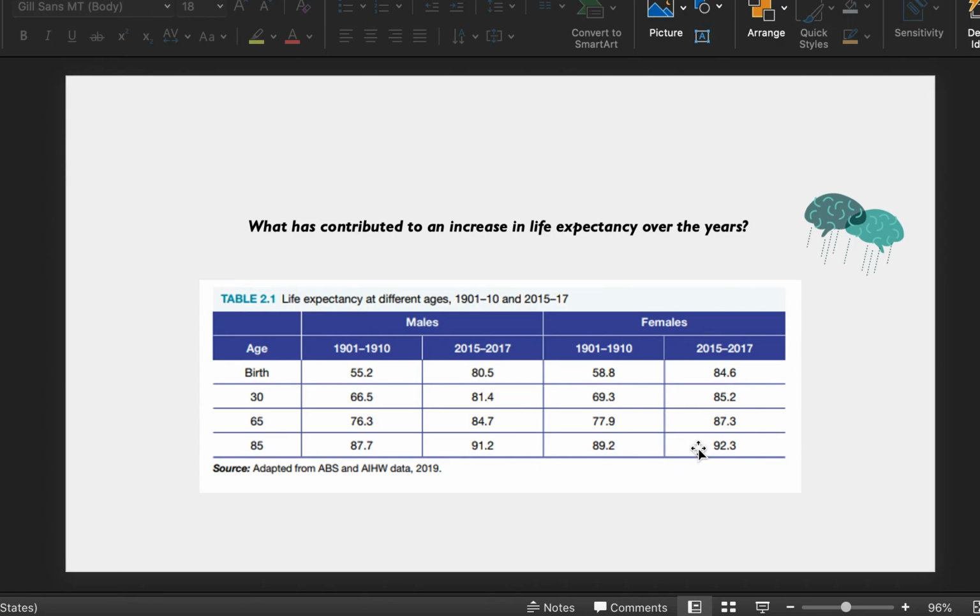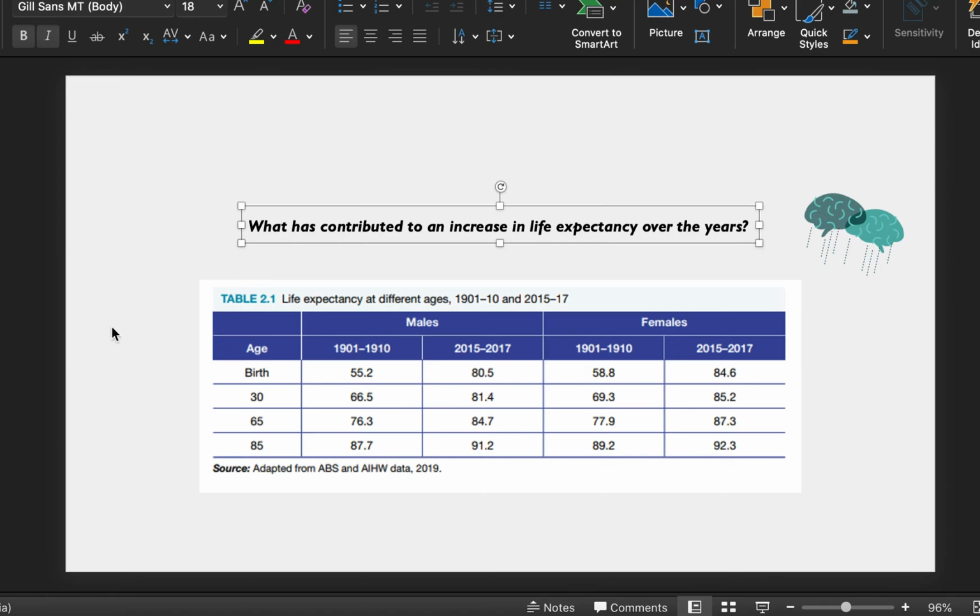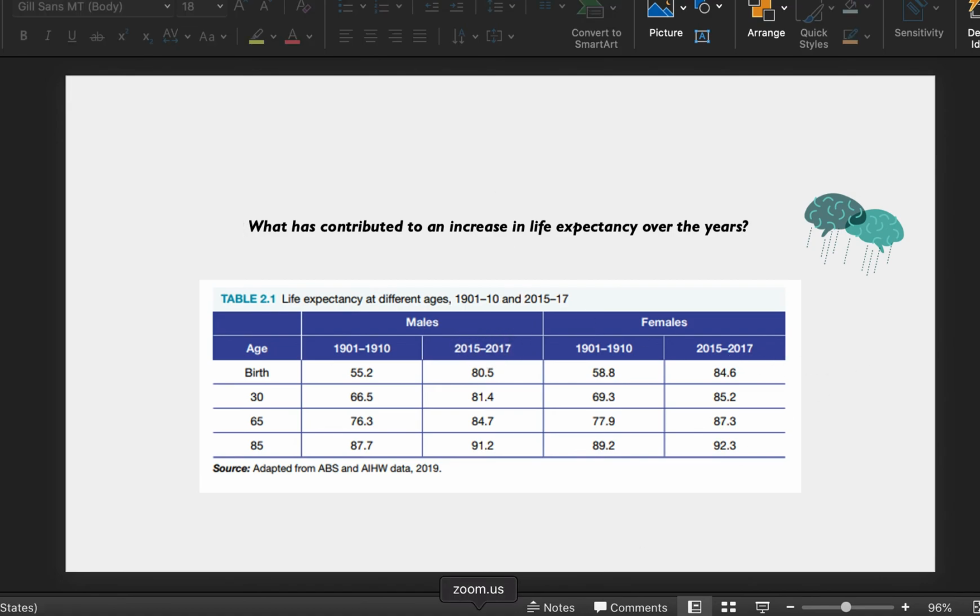And there's 2 things I want you to look at. Number 1, a male at birth is expected to live 4 years less than a female. And even at the age of 85, a male is expected to live 1 year less than a female. Start thinking about why you think that might be the case. And then I want you to answer this question in your notes as well. What do you think has contributed to an increase in life expectancy from 1901 to 1910 all the way to 2015 to 2017? I want you to put them into your notes.